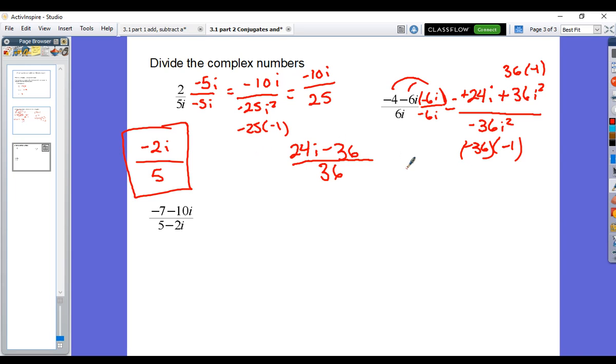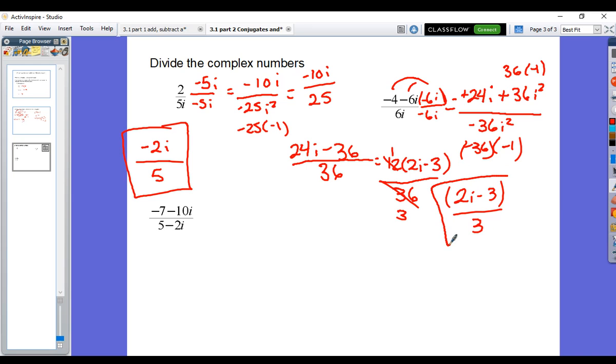A 12 out of 24, we're left with 2i. And a 12 out of 36, we're left with 3. And then we got 36. This now reduces right there. 12 goes in 36. How many times, y'all? 3 times. And this becomes a 1. So on the top, we're just left with 2i minus 3. And on the bottom, we're left with just 3. This does not reduce. Y'all remember, this is one thing right here. So if we can't go into both, then we are done. That is a reduced complex number right there.